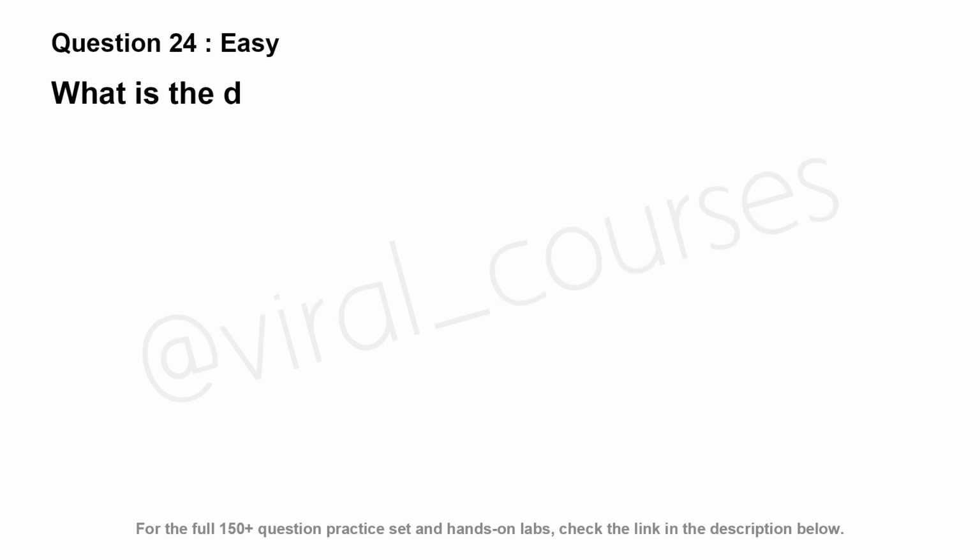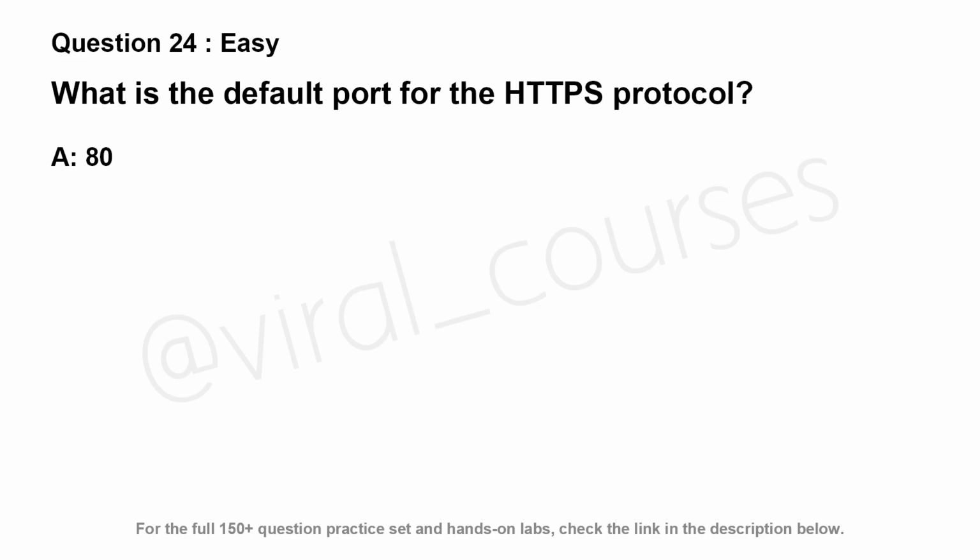What is the default port for the HTTPS protocol? Option A, 80. Option B, 22. Option C, 443. Option D, 8080.